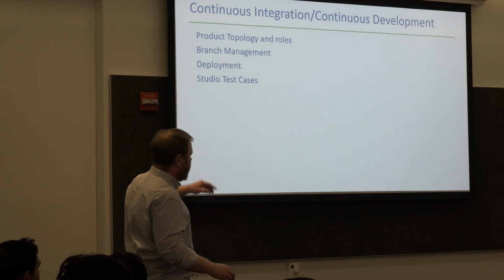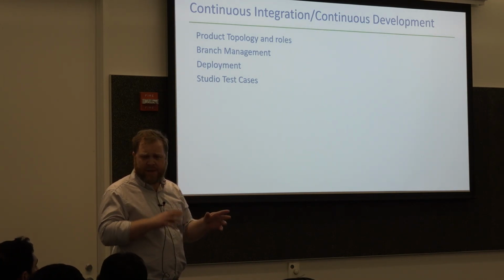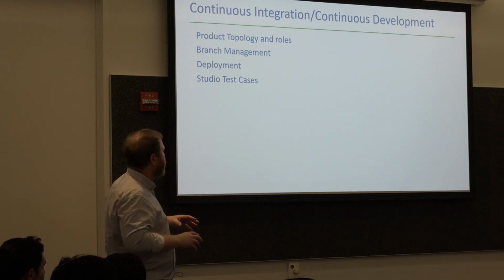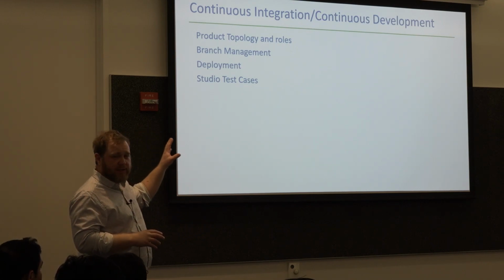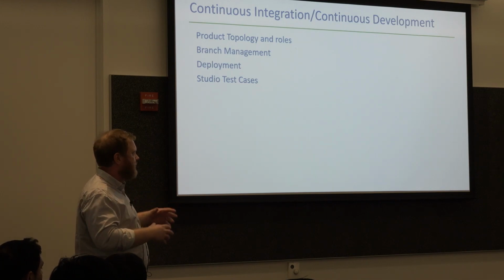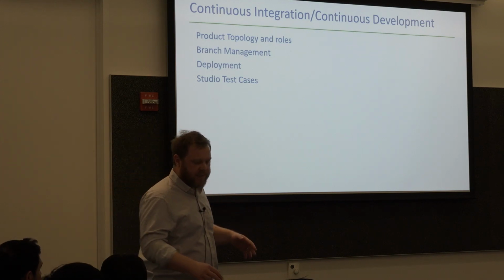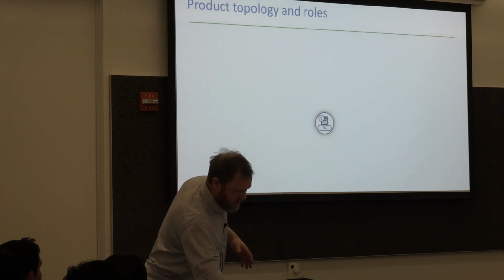So I'm going to talk about product topology and roles. So that's the underlying infrastructure and how all the pieces connect together and interact. I'm going to talk about branch management in more detail and how that works with Jenkins and Maven for this automation. And then deployment and how Studio test cases work with it.